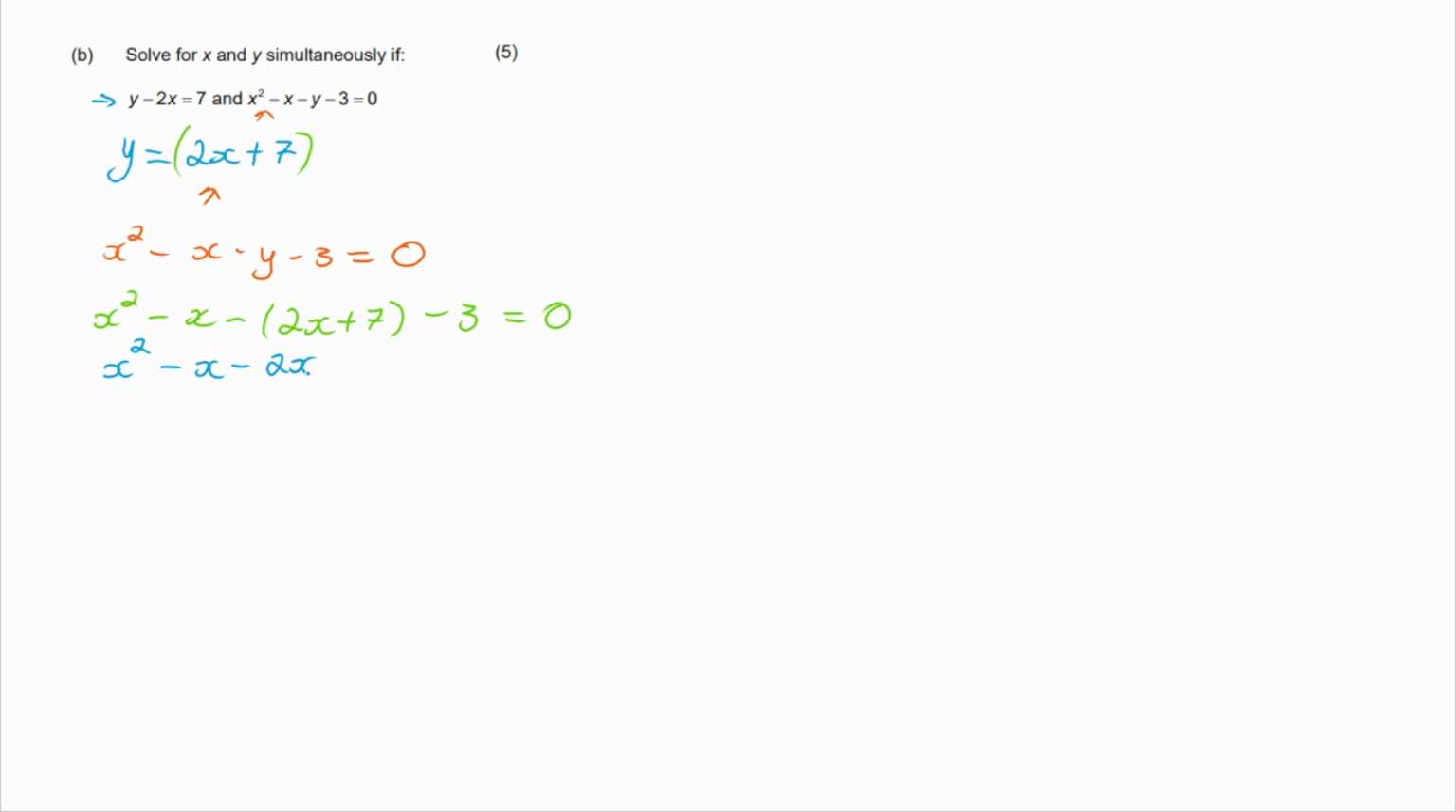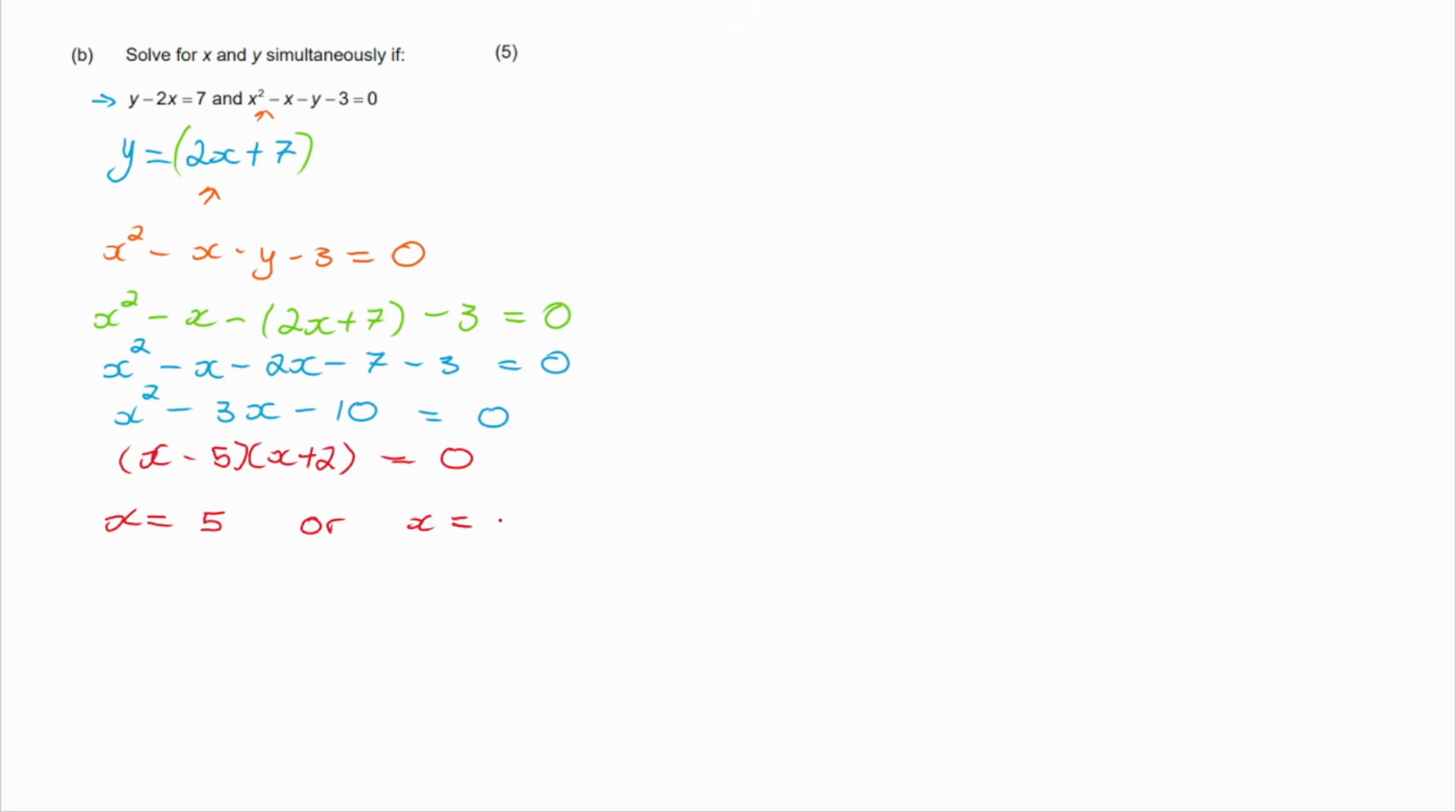All right, anyway, let's distribute and collect like terms. So this is what we get over here. Minus 3 is equal to 0. It's x squared minus 3x minus 10 is equal to 0. Can this be factorized? Normally, yes it can. It's just 5 and 2. So x minus 5, x plus 2 is equal to 0. Now very important, I'm going to write x is equal to 5 or x is equal to negative 2.